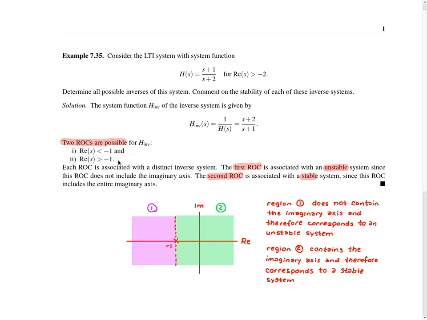These two regions are shown in the figure included as an annotation. In other words, this particular figure here. In this figure, the first region of convergence, in other words, this one here, is shown as this purplish shaded left half plane. Since this region of convergence does not include the imaginary axis, this region of convergence corresponds to a system that is not BIBO stable. The second region of convergence, namely this one here, corresponds to this green shaded right half plane. Since this region of convergence contains the imaginary axis, this region of convergence corresponds to a system that is BIBO stable.